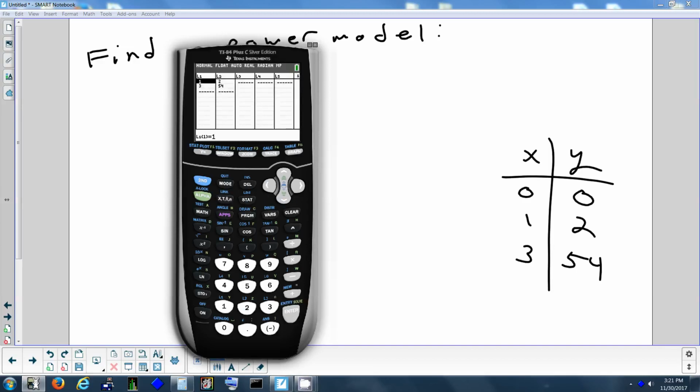Sorry. Okay. All right, so now with those, type in the same thing again. Stat, calc, power regression, and we created these from the equation 2x cubed. So we already know what we should get, hopefully. And that's exactly what I get.